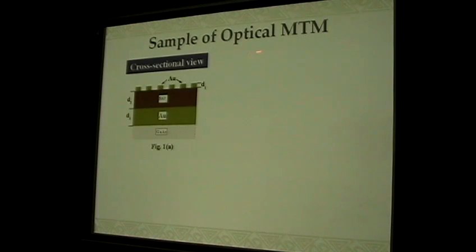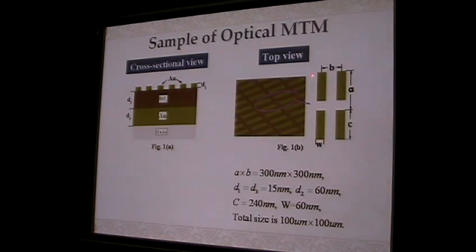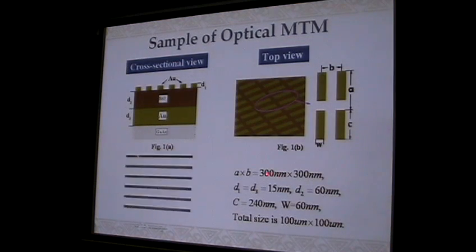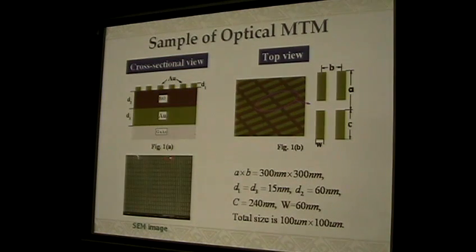This is a sample of the optical magnetic material that we fabricated. Basically, it's still a three-layer system. This is the inner dielectric spacer, and this is the gold slab, and this is the cross-section view of this bar system. This is the top view of these bar systems, and this shows some structural details. One of my colleagues made a sample in Tokyo, and this is the SEM image of this sample, which looks quite nice.